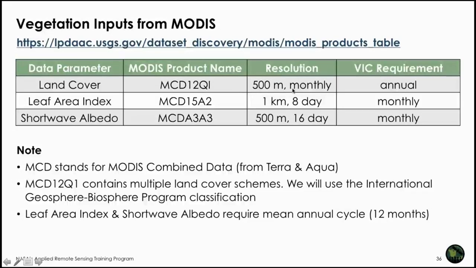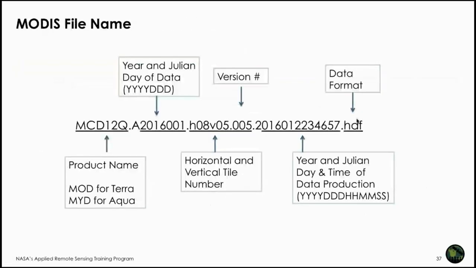And they all have different resolutions, as you can see. Land cover is 500 meter monthly, and VIC requires annual mean. Leaf area index and shortwave albedo are 1 kilometer and 500 meters respectively, with 8-day, 16-day temporal resolutions. And VIC requires monthly data averaged over long term. So these are the requirements.